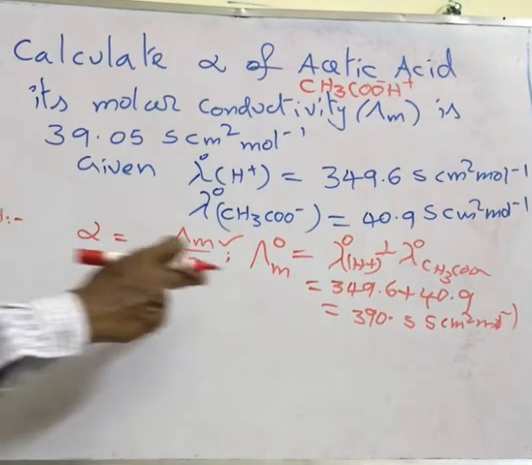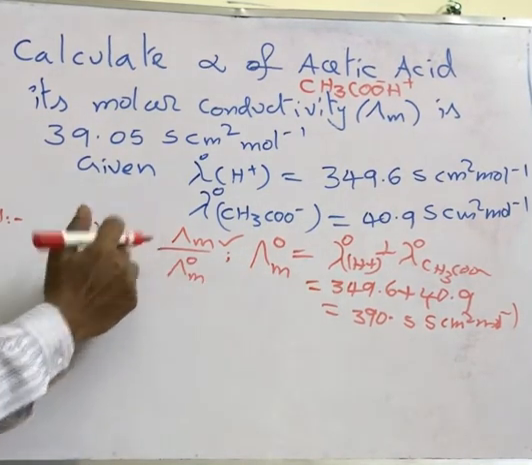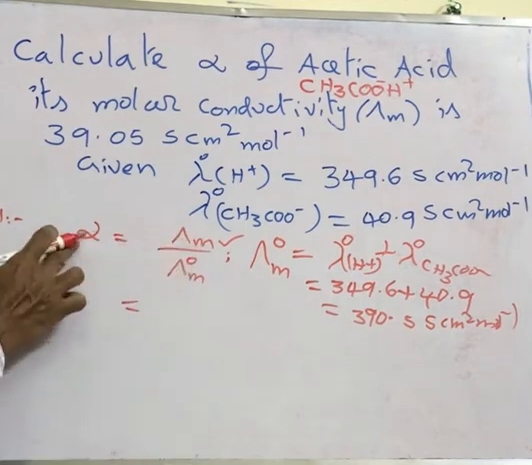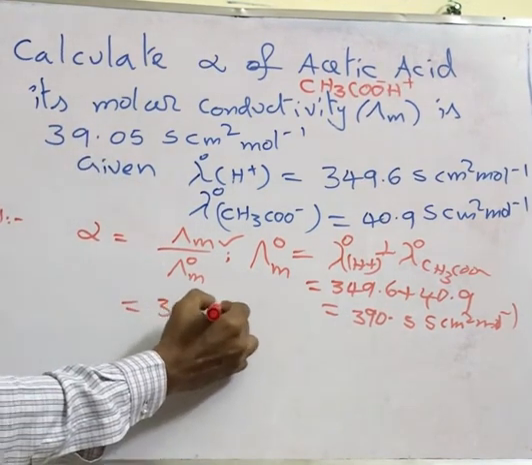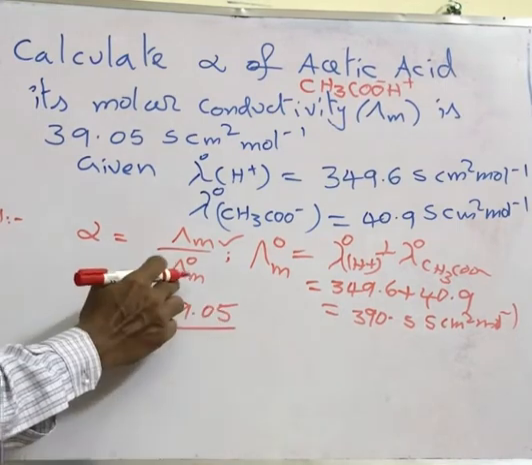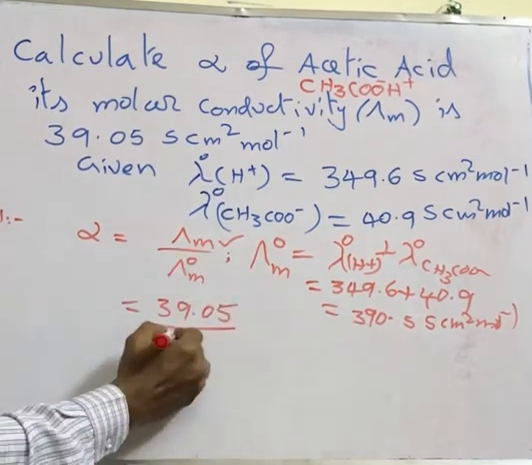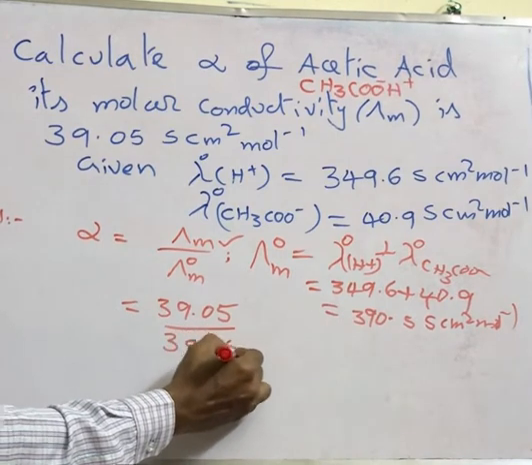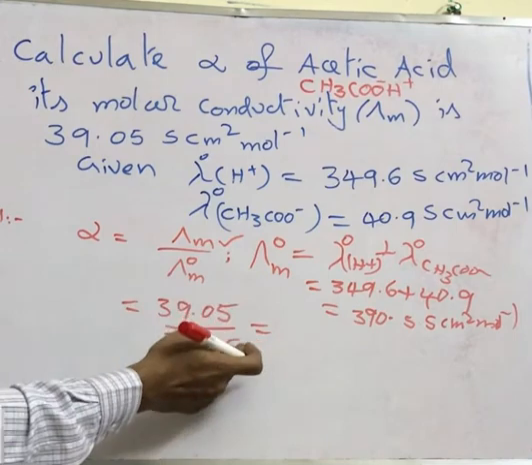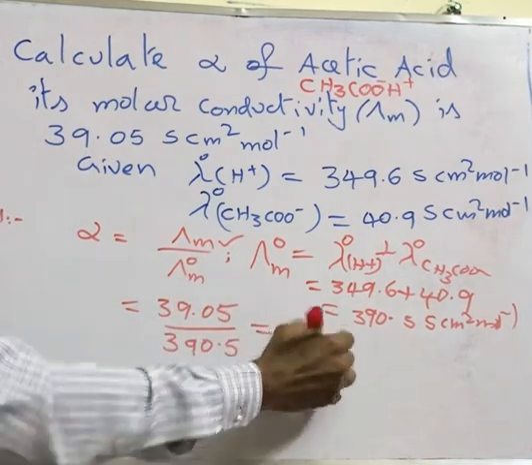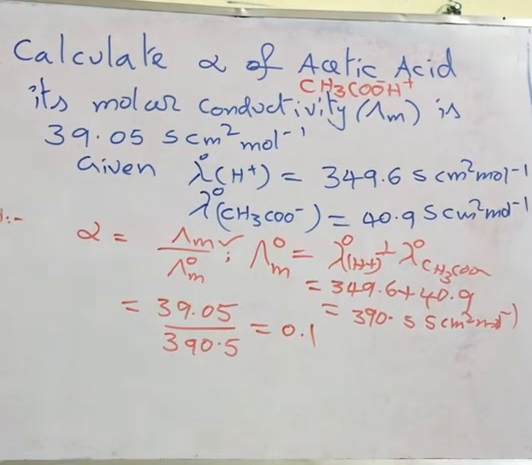So now you know lambda m O and lambda m. Substitute both values, then you will get the degree of dissociation. Given 39.05, the top one lambda m, and what we calculated is 390.5. If it becomes 390, you have to multiply by 10 to the power minus 1, so 0.1. How much is the degree of dissociation? 0.1. So this is the way we can calculate it.